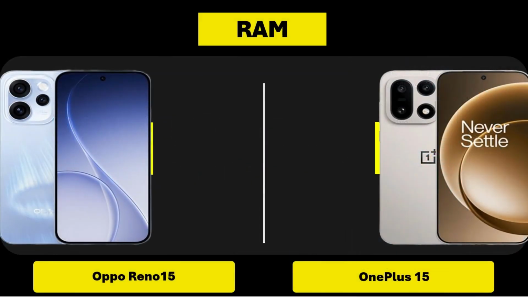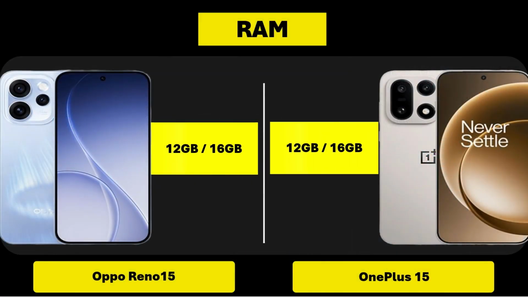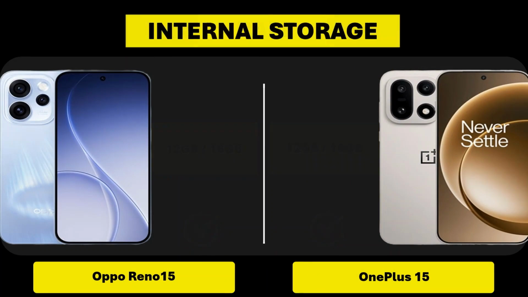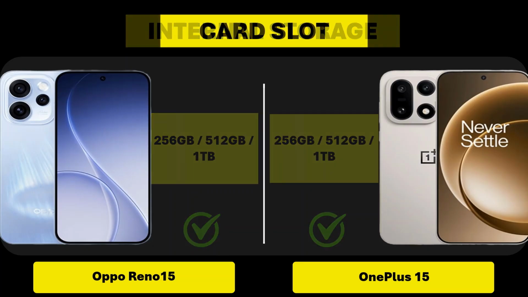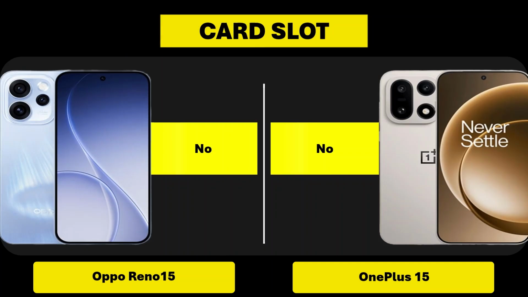Oppo Reno 15 and OnePlus 15 both offer 12 or 16 GB RAM options, plenty for multitasking. Storage options are similar, with 256, 512 GB, and 1 TB on both Oppo Reno 15 and OnePlus 15. Neither Oppo Reno 15 nor OnePlus 15 supports a memory card slot, so internal storage is all you get.